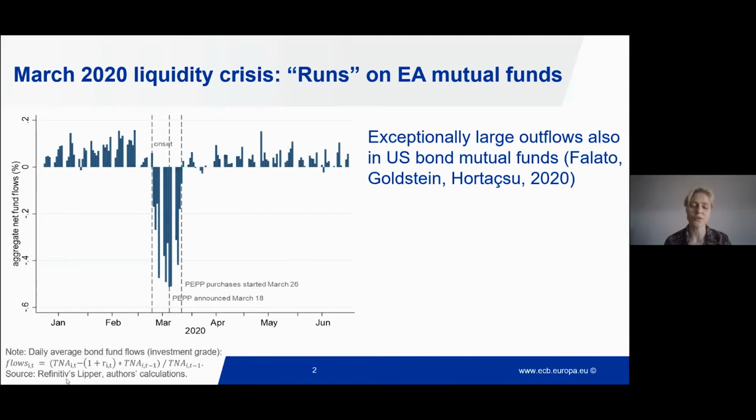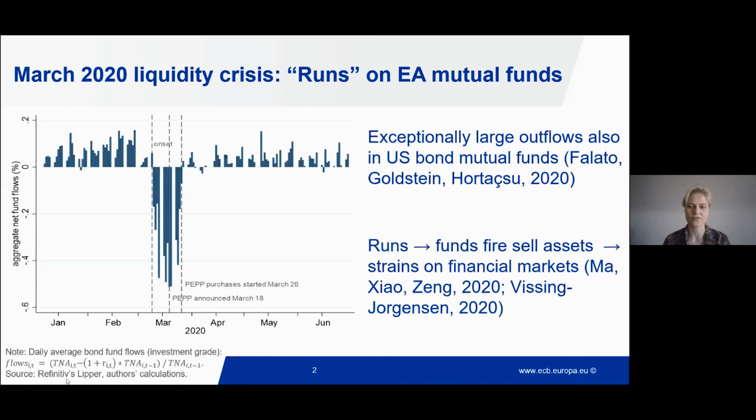This was not specific to the euro area. Exceptionally large outflows were also documented for US bond mutual funds. The issue was that as funds faced runs, they were trying to fire sell assets to serve redemptions, and that put strains on broader financial markets. There are a couple of papers that talk about that, and Kairong has a very nice paper on this issue.